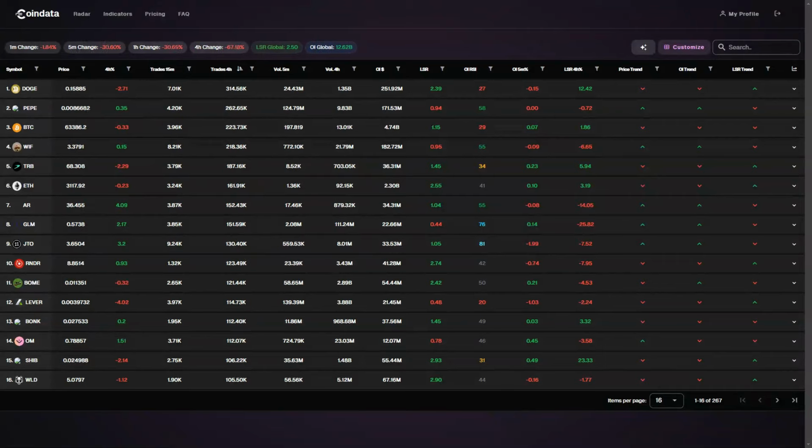Right in the first columns here we have the symbol, which is the pair, the currency symbol. In the second column we have the price. In the third column, it's a variation of price over 4 hours. How much has this currency moved in the past 4 hours? Here we have trades, volume, open interest, long-short ratio, RSI on open interest, variation, LSR variation, price trend, open interest trend, and long-short ratio trend.